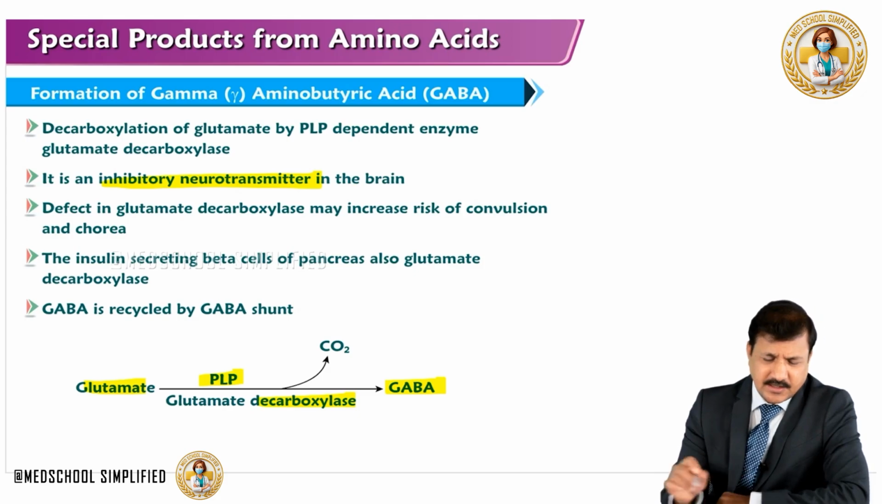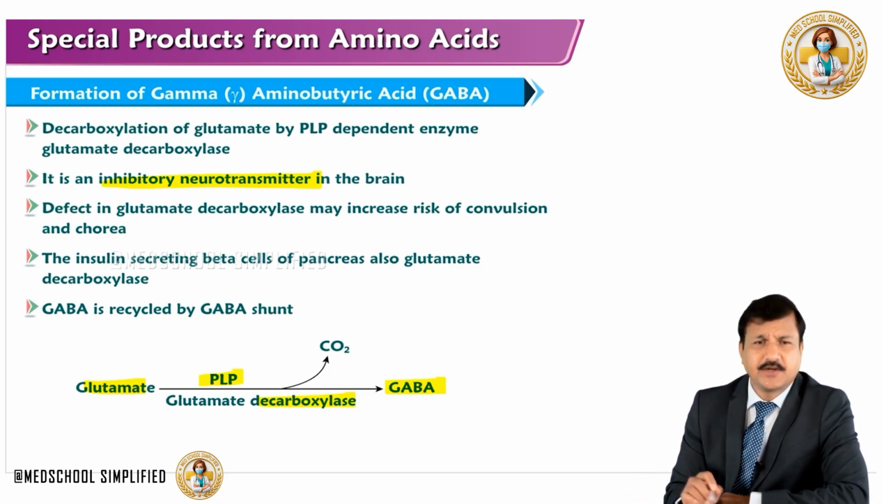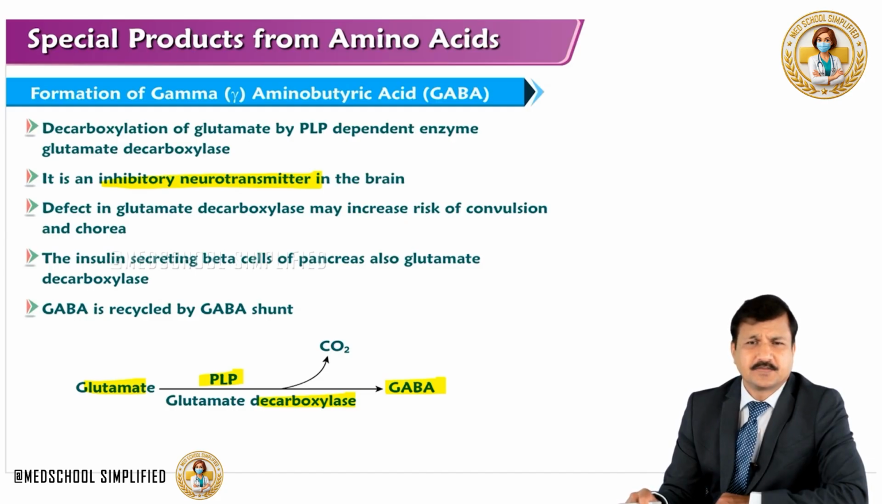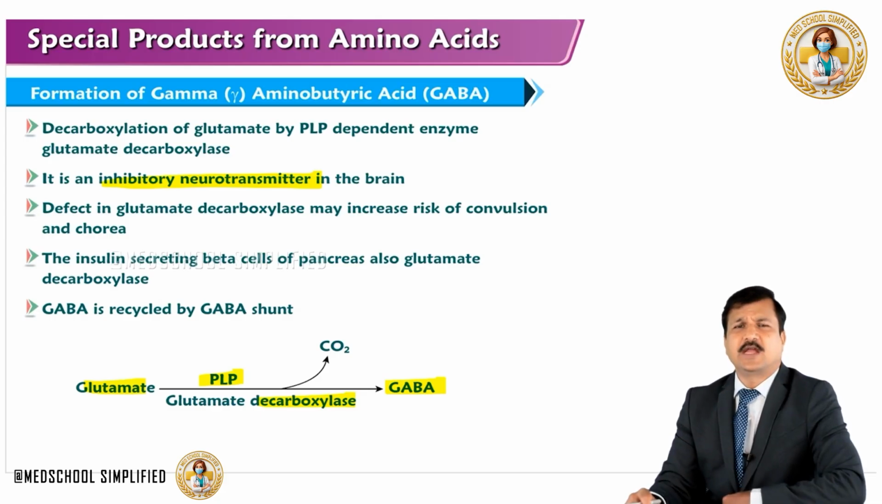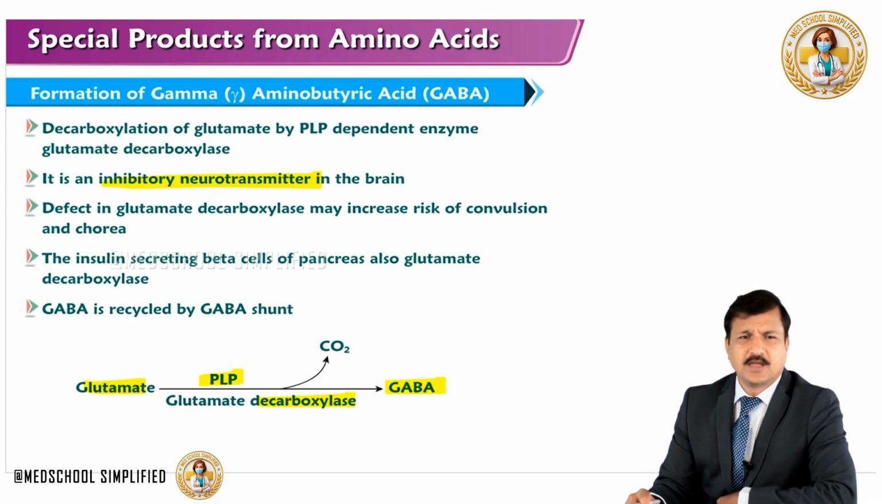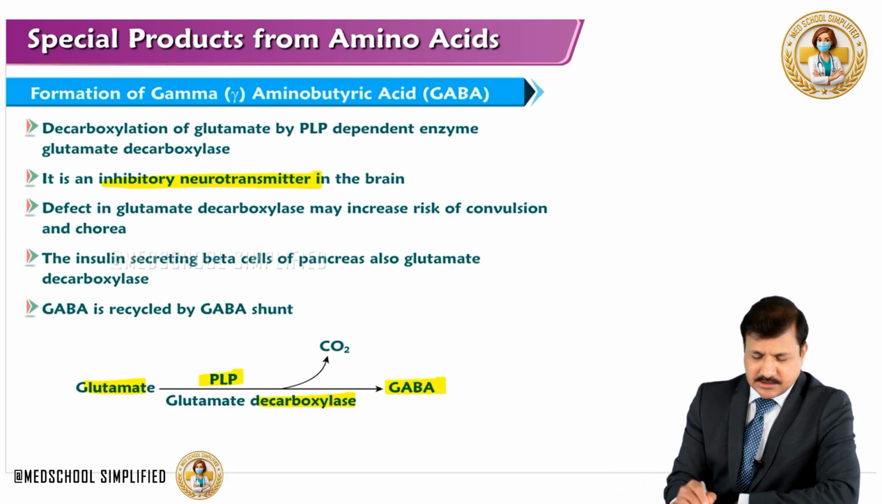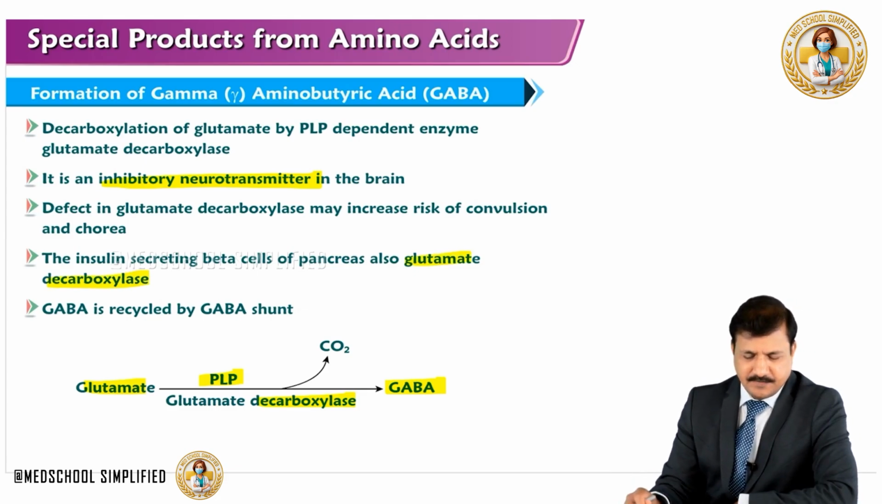And these seizures or convulsions can also be because of decreased pyridoxal phosphate. Vitamin B6 pyridoxal phosphate is a coenzyme for glutamate decarboxylase. So a decrease in pyridoxal phosphate may also predispose to convulsions, especially in the neonates. So that's why pyridoxine supplementation is also one of the ways to treat convulsions. Now, glutamate decarboxylase has also been secreted by beta cells of pancreas.